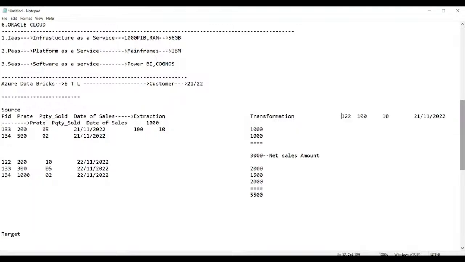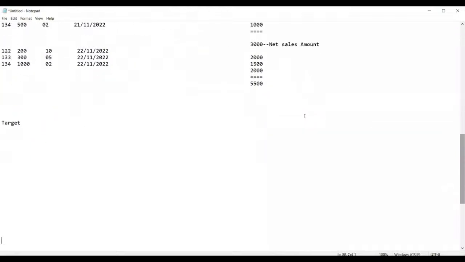Where will you be loading the data, guys? Finally, you will be loading the data into the target. So how will I load the data? I will load the data like this. See here. I'm loading the data. Net sales amount, underscore, sales underscore amount. Net sales amount is what? 3000. And for which date is it? So I'm declaring one more column here, that is date of sales. Date of sales is 21/11/2022. And then we have 5500, and it is on 22/11/2022.